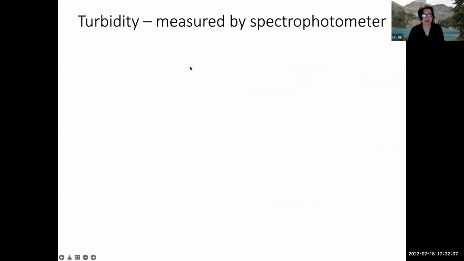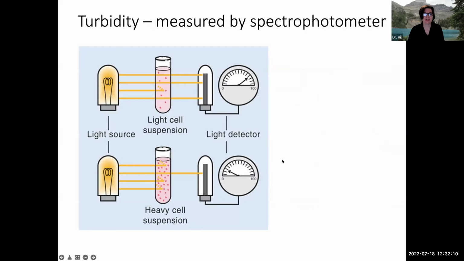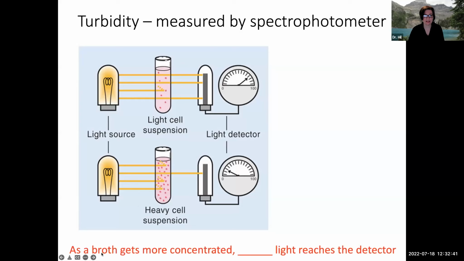Okay, let's move on to turbidity. Turbidity, another way to say it is cloudiness or opaqueness. We can measure this using a spectrophotometer. The way it works is we shine a light through the broth and we detect how much light comes through on the other side, and this will show us a reading. When there's not very many cells, there's lots of light that goes through, so we get a high light reading. When there's lots of cells, more concentrated, not very much light comes through. So as a broth gets more concentrated, less light reaches the detector.